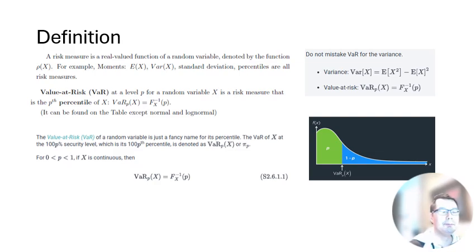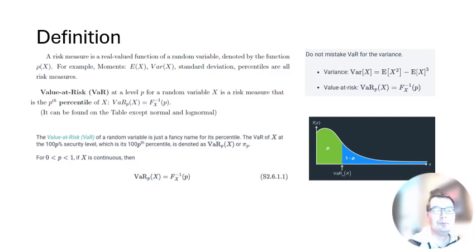The specific risk measure that we are going to talk about is value at risk. Value at risk at the level p for a random variable X is a risk measure, which is the pth percentile for X. In other words, the value at risk of a random variable is just a fancy name for its percentile. So, in order to find this VaR of X, we just equate the CDF to be p, then we can find the x. Or in other words, value at risk of X is just F_X inverse of p.